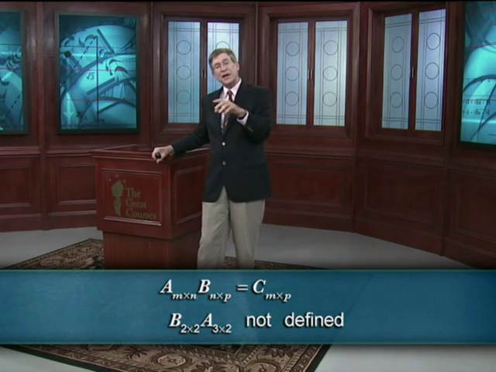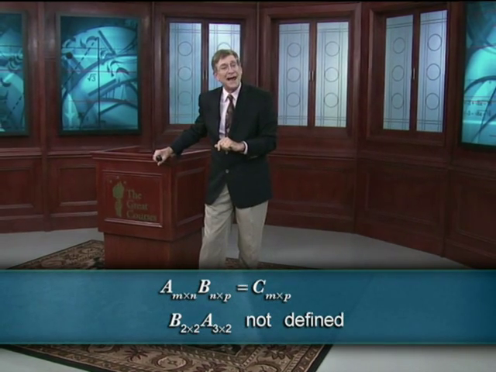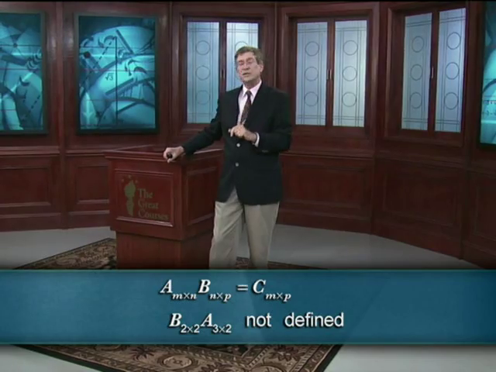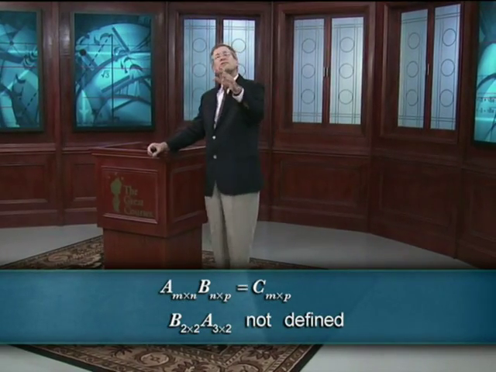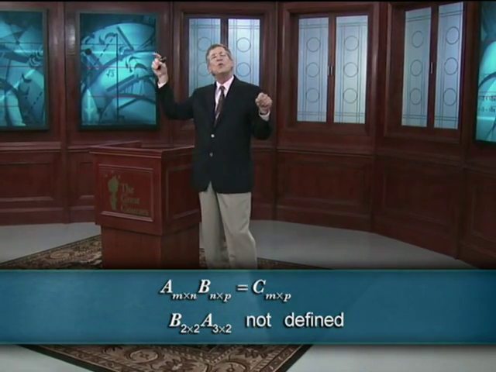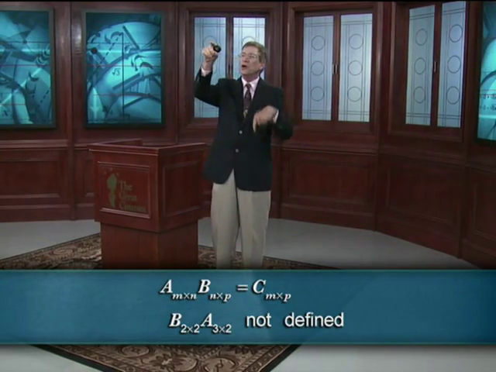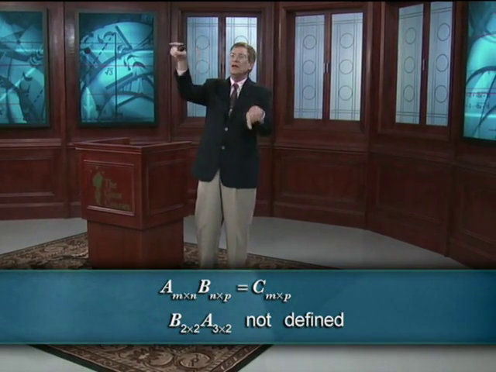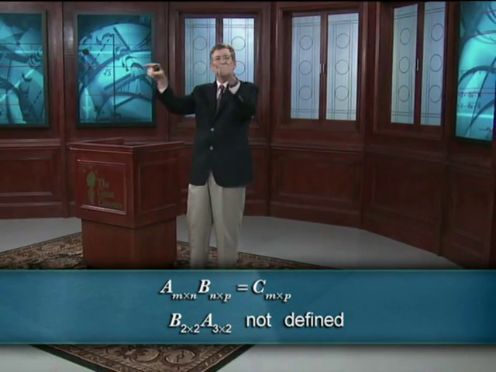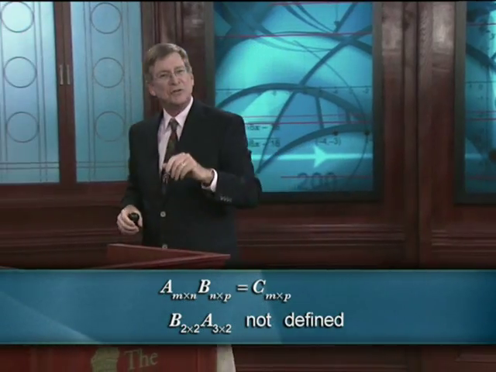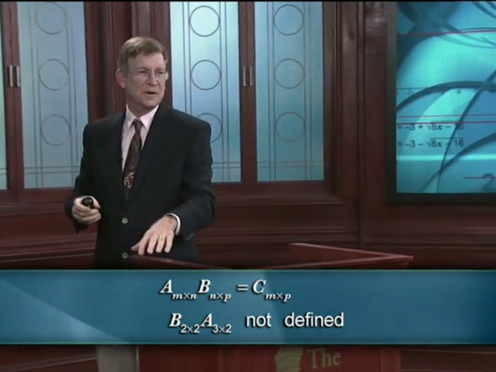A is 3 by 2, the middle numbers don't match, do they? So that product is not defined. And if you try to do that product, you'll see that it won't work because as you're going along the row and going down the column, the numbers don't match. You don't have enough. If you actually try to multiply them, you'll see that it won't work.